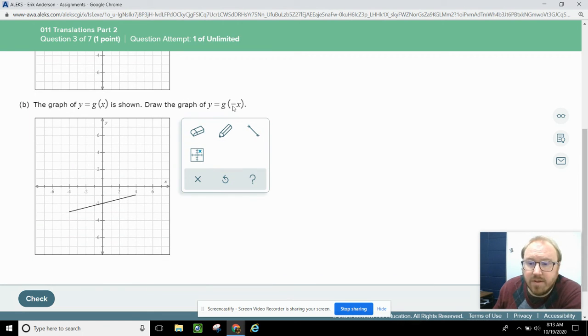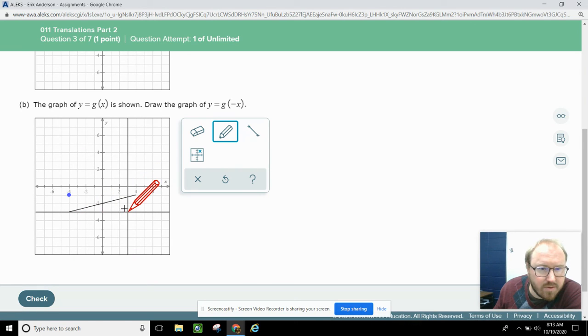This one's going to be reflected across the y-axis because it's a negative on the inside of the function. So if we take this point right here, it's going to flip over this axis, so it's going to be over here. And this one is going to switch and it's going to be over here. So from here to here.